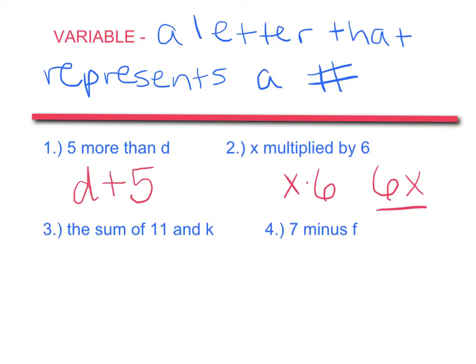Okay, number 3, the sum of 11 and k. Well, here's where you have to remember what these words mean. Sum means adding. So we want 11 and k. We want the sum of that. So we want to add 11 plus k. Number 4, 7 minus f. You just write it exactly how it says. 7 minus f. All right, let's try some more.